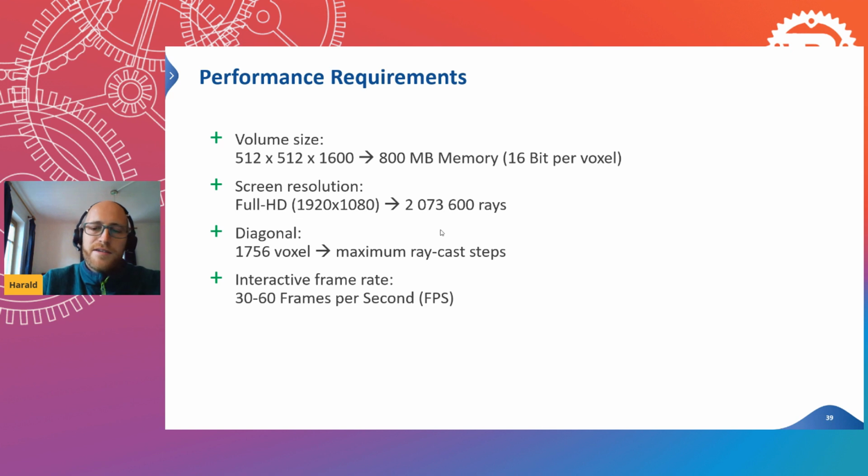And for interactive visualization, when you rotate the volume or zoom in and zoom out, you want to deliver an interactive frame rate of 30 to 60 frames per second. So these are not yet the most extreme scenarios, but of course, there are some optimizations you can apply, but performance is really critical for our module.